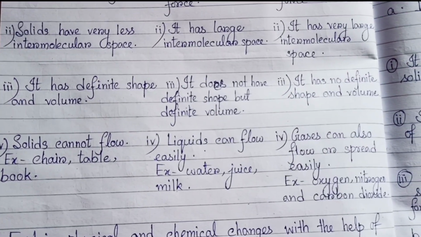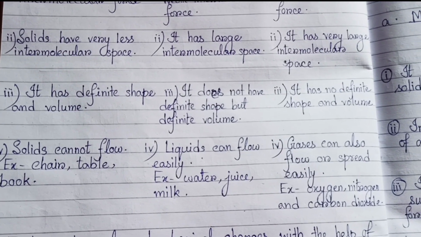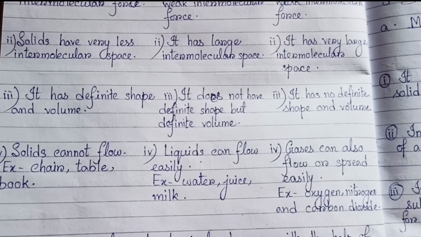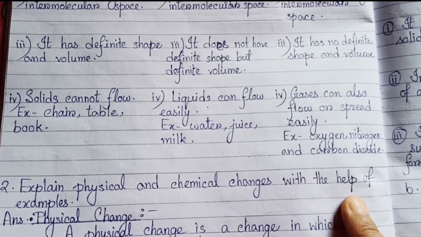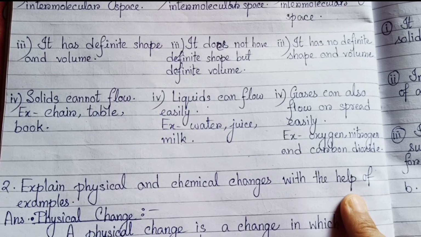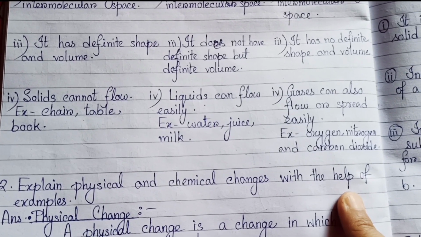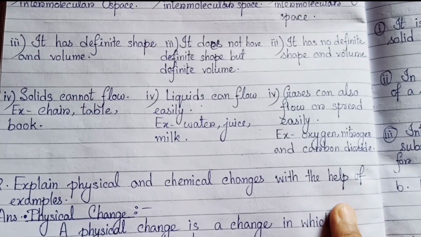Number 3, it has definite shape and volume. Number 3, it does not have definite shape and volume. Number 3, it has no definite shape and volume. Number 4, solids cannot flow. Example, chair, table, book. Number 4, liquids can flow easily.